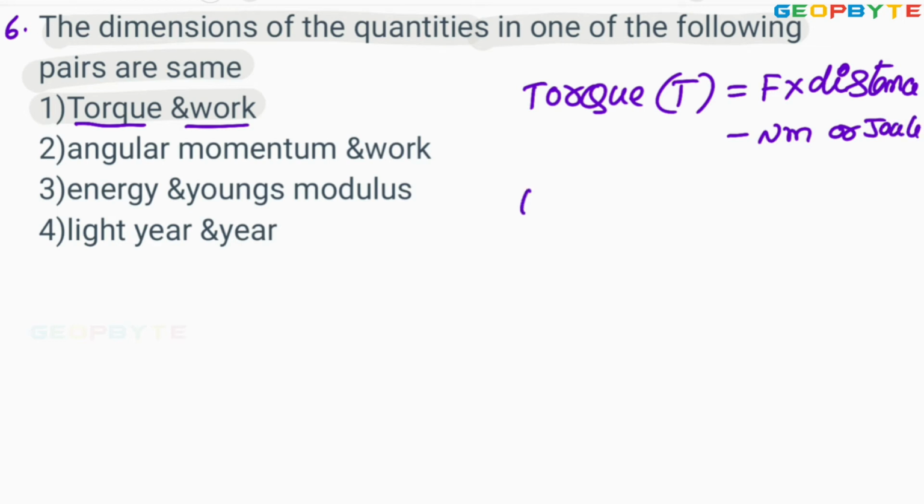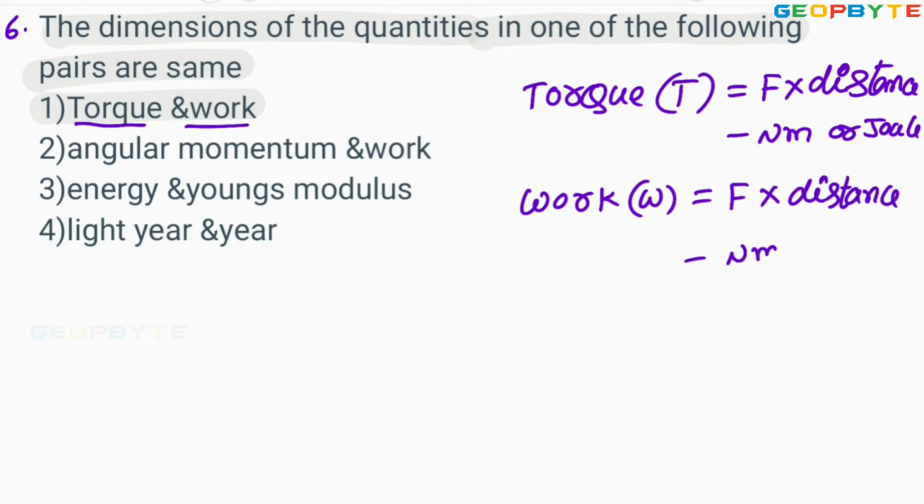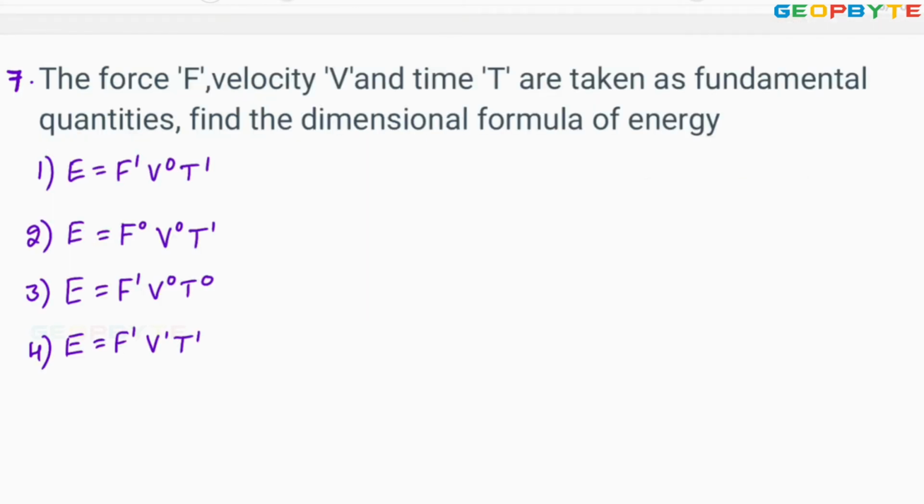Come to the work. Work also equals force multiplied by distance travelled by the body. Force is in Newton, distance is in meter. Newton meter is also equal to joule. Therefore, torque and work both maintain the same dimensions or same units. Therefore, the very first option itself is absolutely correct. I hope all of you got it. Let us take the next problem.